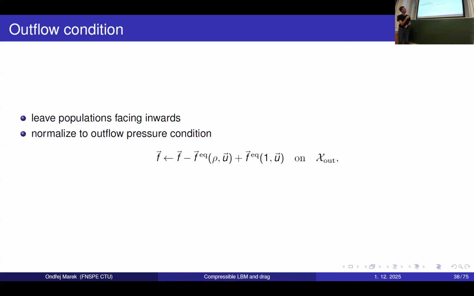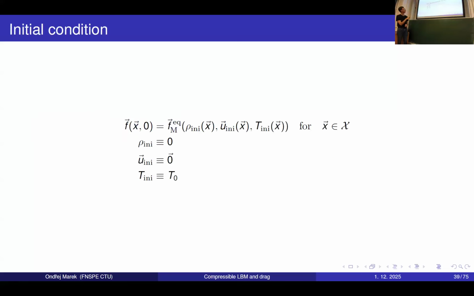And yeah, the outflow condition was already mentioned. Basically, I'm just normalizing the distribution functions such that when we calculate the zeroth statistical moment of the new function, it's 1, because this has moment rho, this is minus rho, and this is 1. So by linearity, they just add up.